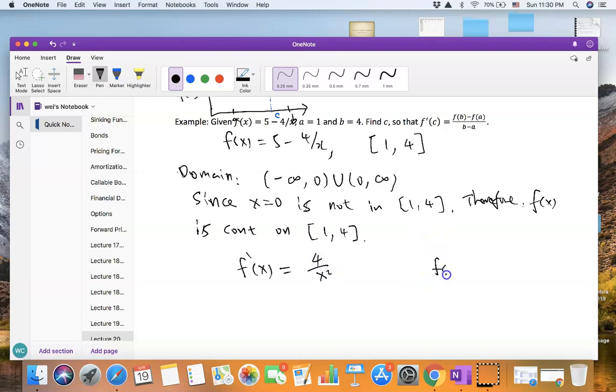right? If you forget about this, because f(x) is 5 minus 4 over x, which we can write as 5 minus 4 times x to the power of -1. So the derivative of 5 is 0, and the derivative of the second term we can find using the power rule. So -1 minus 1, that's -2. So -4 times -1 is positive 4 times x to the -2. That's why the derivative function is 4 over x squared.